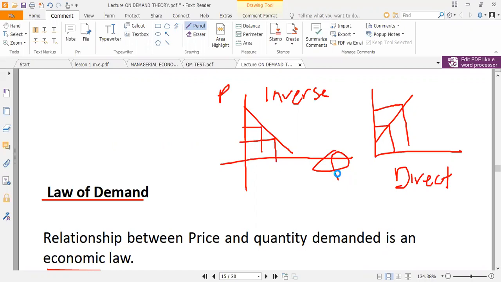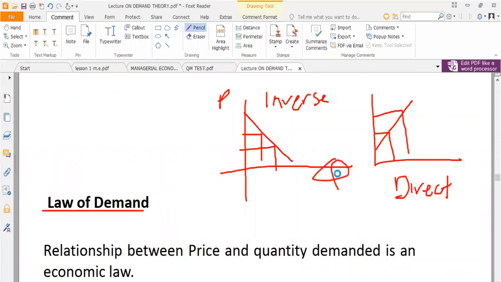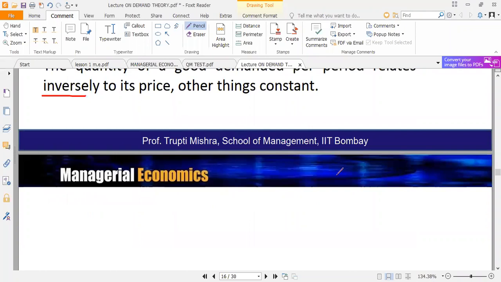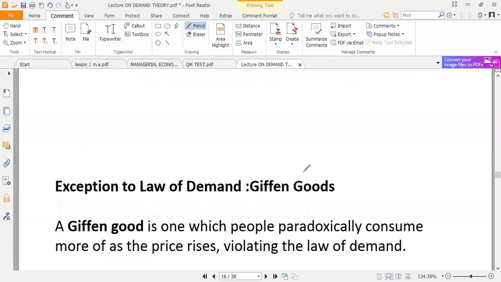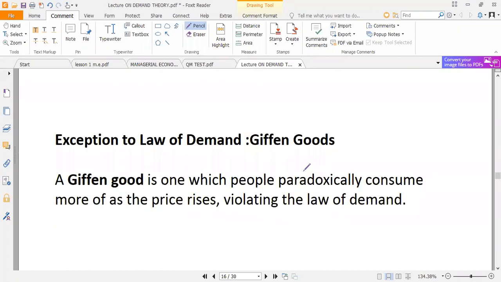Or you can simply say the law of demand states that the higher the price, the lower the quantity demanded. That is the law as has been explained. So no wonder we have a negative sign on the law of demand, on the price or the demand.